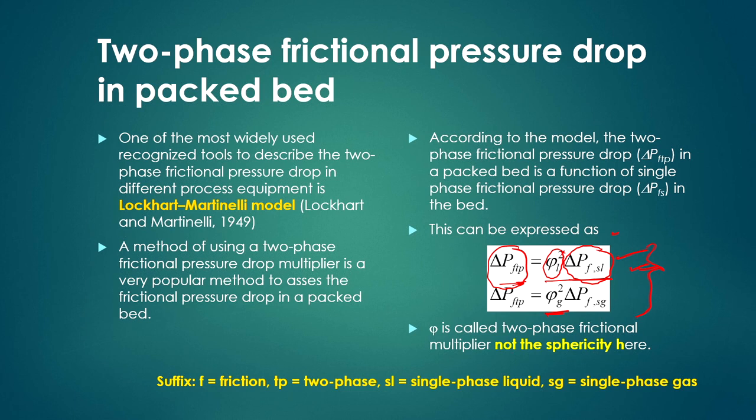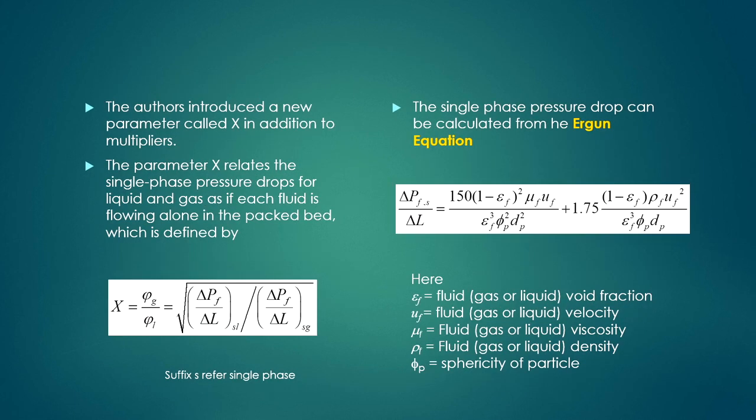Okay. So, phi is called the two phase frictional multiplier, not the sphericity here. And then the authors introduced a new parameter, denoted by x, which is called the Lockhart-Martinelli parameter.